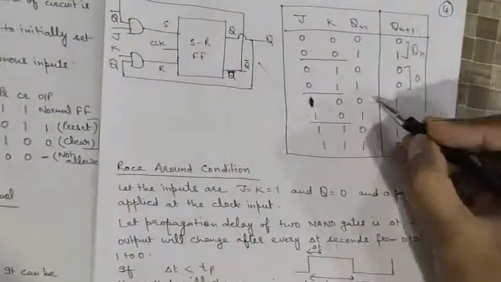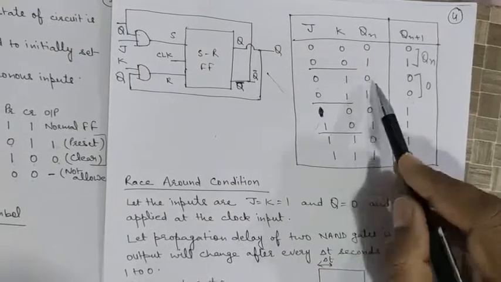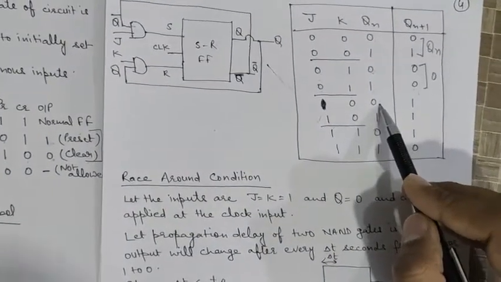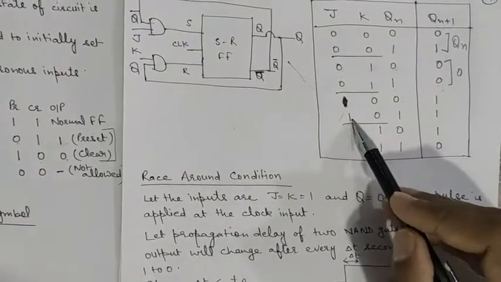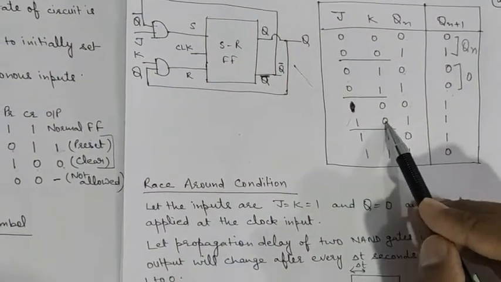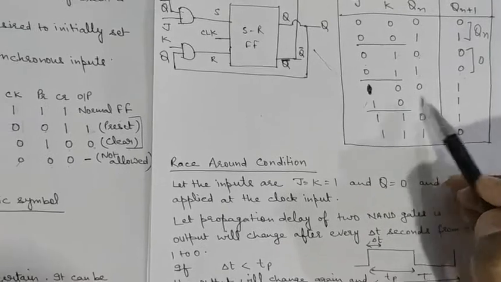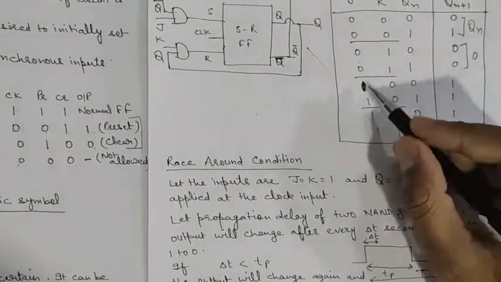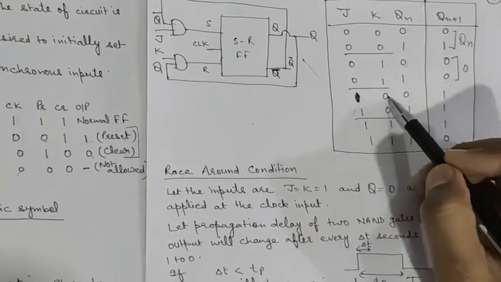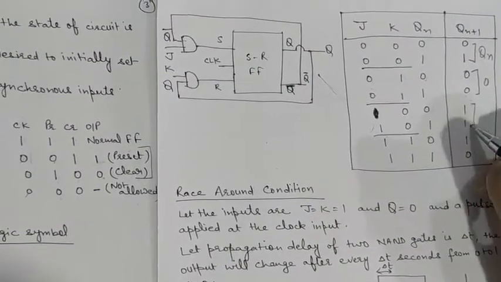So we are getting the value of Q to be 1. So it is shown here, that is input is 1 0, the present state output is 0, and the next state output will be 1. Similarly, if we place the value of J and K to be 1 0 and Qn is 1, even in that case we will be getting the output to be 1.